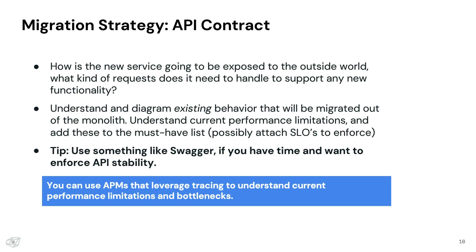And you can also use observability tools that leverage tracing to understand current performance limitations and bottlenecks. Those can also help you understand where those code paths are going in your monolith and which code paths you want to actually migrate out. There might be some forgotten code paths that you're missing, for example, and tracing can help you visualize that.